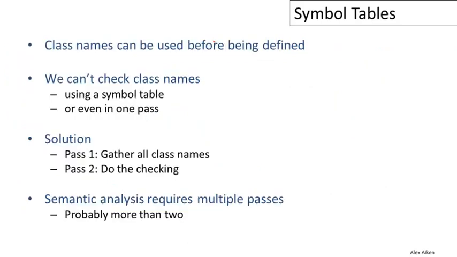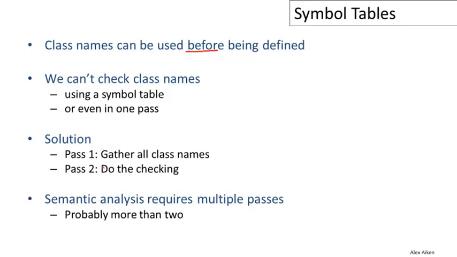So let's wrap up this video by talking a little bit about class names, which behave quite differently from the variables introduced in let bindings and in function parameters. In particular, class names can be used before they are defined, as we discussed a few videos ago. And what that means is that we can't check class names in a single pass. We can't just walk over the program once and check whether every class that is used is defined, because we don't know that we've seen all the definitions of the classes until we reach the very end of the program.